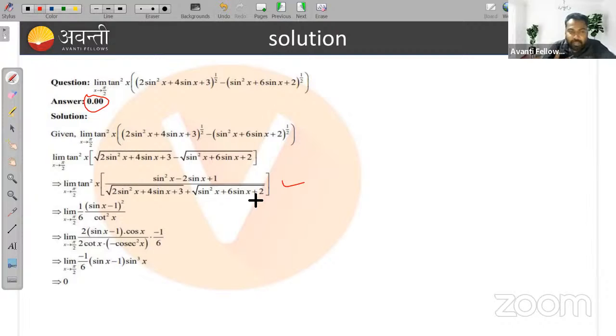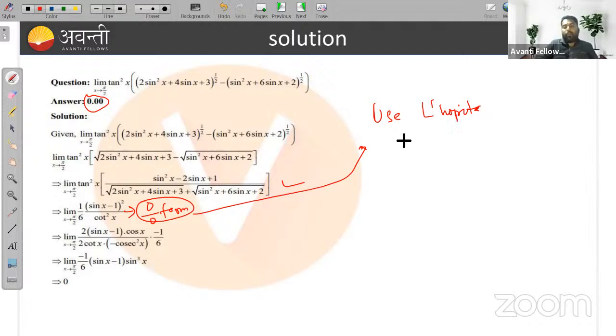If we rationalize, in the numerator I am getting (sin x minus 1) whole square upon cot x. And we will use the L'Hopital rule because this is in the 0 by 0 form. Here I am getting 0 by 0 form because when we put sin of pi by 2, sin of pi by 2 gives you 1, so 1 minus 1 gives you 0. Cot pi by 2 is also 0. So 0 by 0. After getting the 0 by 0 form, we use the L'Hopital rule.